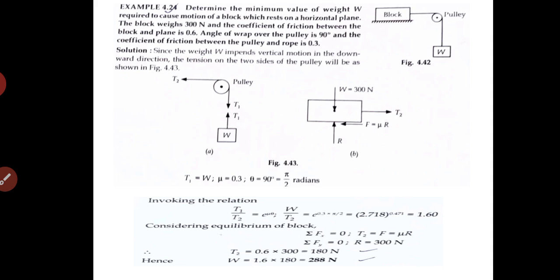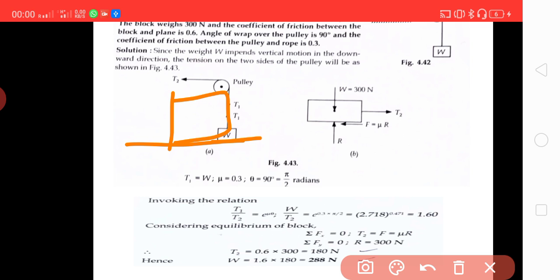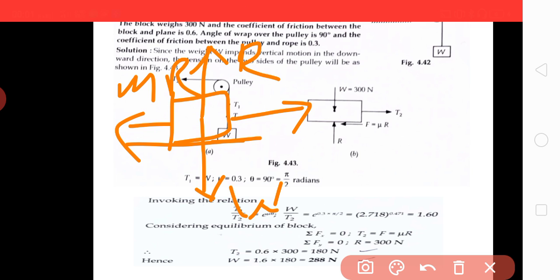Only thing, as an engineer, you should have some analytical skill. Again consider this arrangement, that this is a block kept on a plane. Its weight is acting downward, its normal reaction will be acting upward. When you move this way, the frictional force mu R will be acting towards left. Then this is the T2 tension.